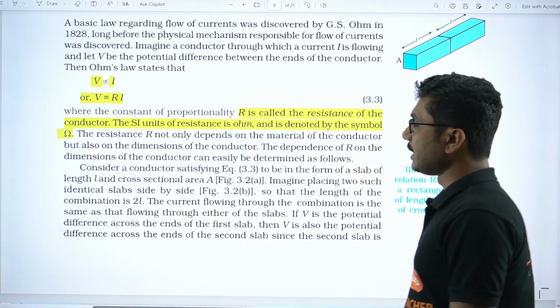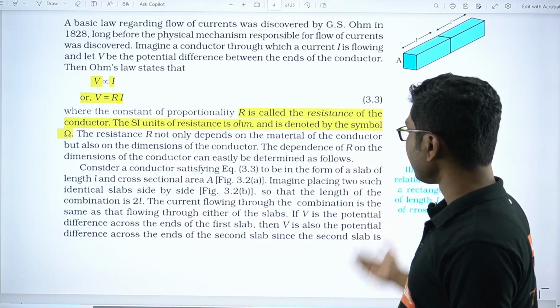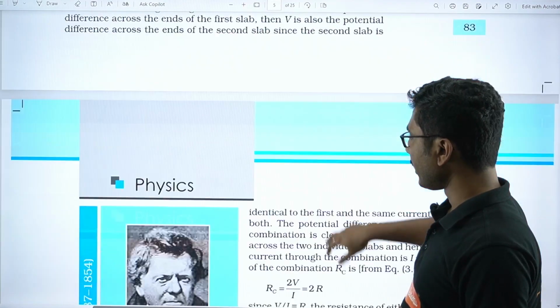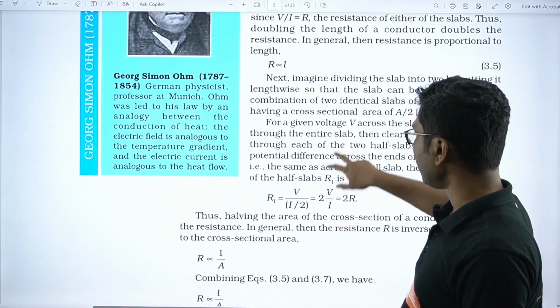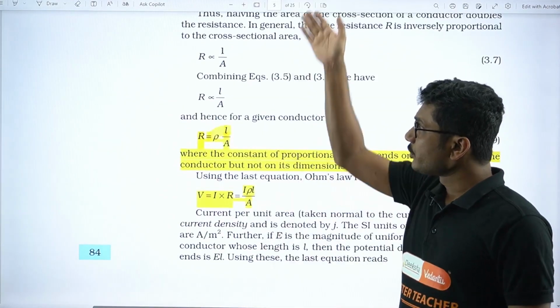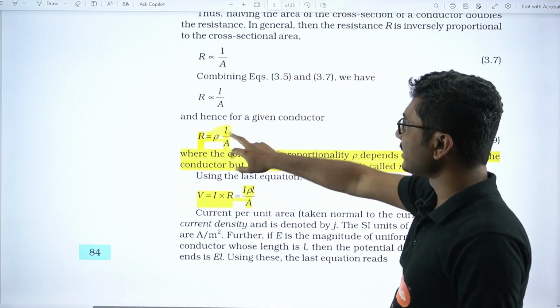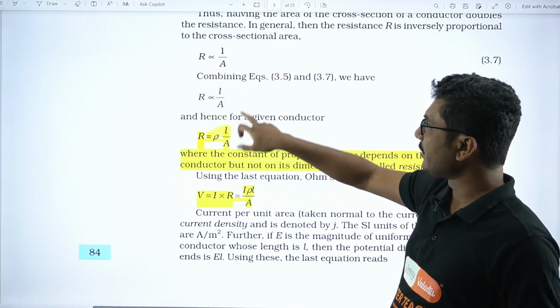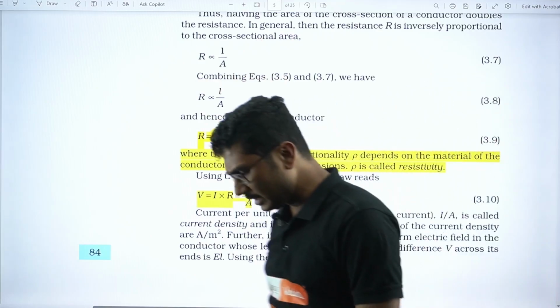The resistance R not only depends on the material of the conductor, but also on the dimensions of the conductor. We will see that in a while, how it is dependent on the dimensions and material of the conductor. So you can skip everything, and this is the summary. This part you can remember, but eventually everything comes down to this single equation.